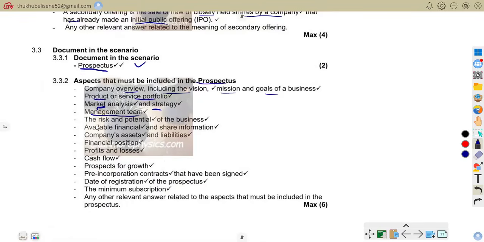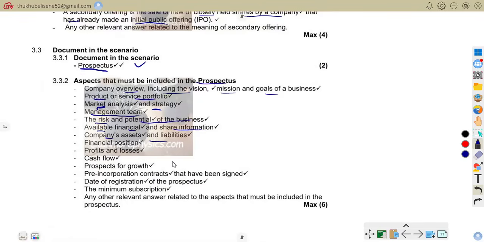The risk and potential of the business. This explains possible business risk and future opportunities. Hope you get that. Available financial and share information. These are the details about company finances and share structure. That is that.